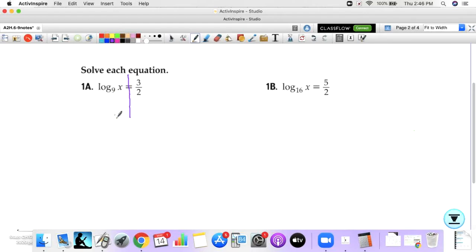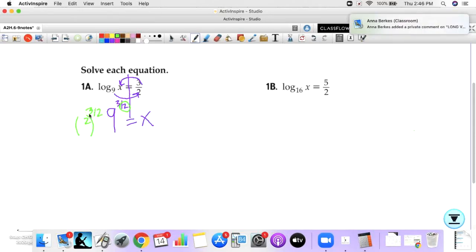I take my base, which is 9, and make it my base. I'm going to raise it to the 3/2 again. And it's going to equal x. So x is alone and positive, which is awesome. I'm going to solve this now, okay? So to go about solving this, I'm going to see, can I rewrite 9, okay? Can I rewrite my base as something raised to the 2nd power? So can I rewrite it as something squared so that when I raise it to the 3/2, the 2s will cancel and I'll have just a 3?